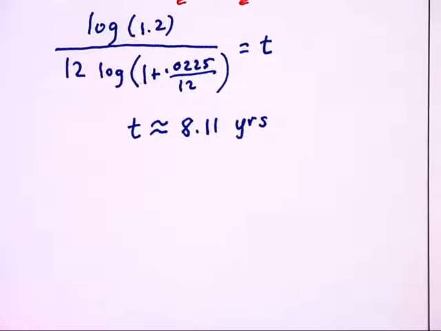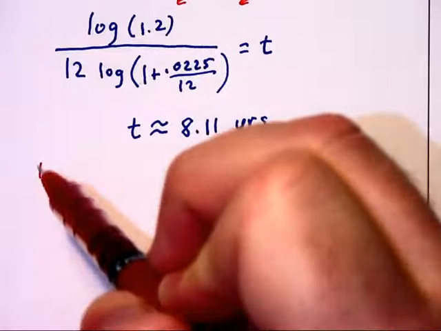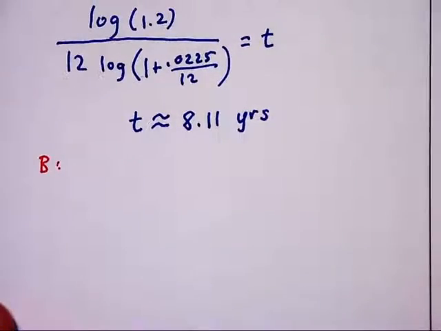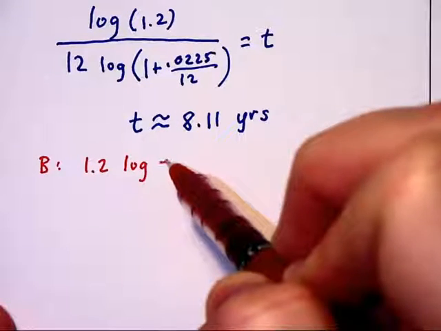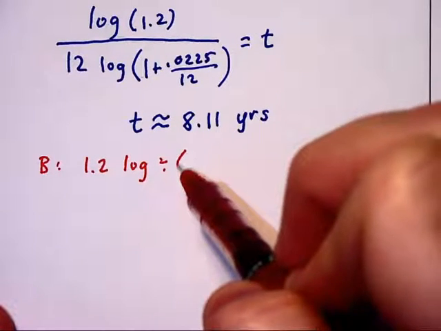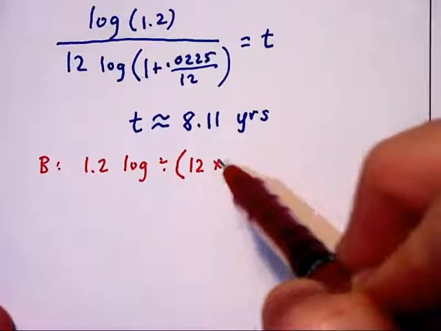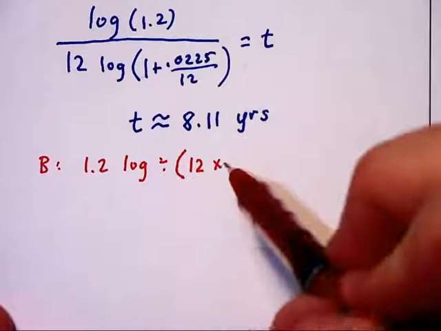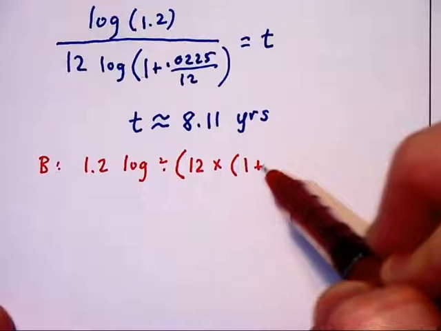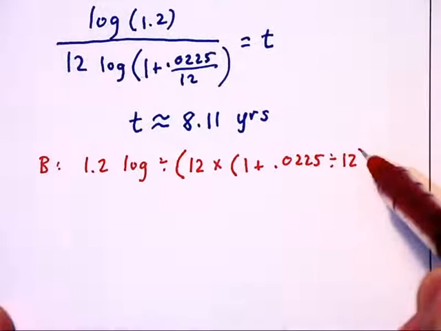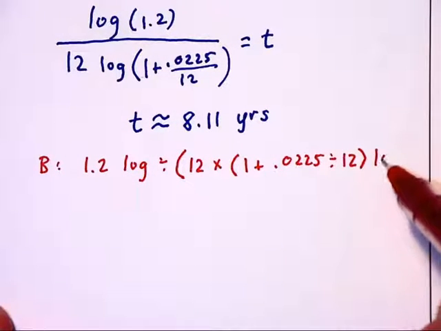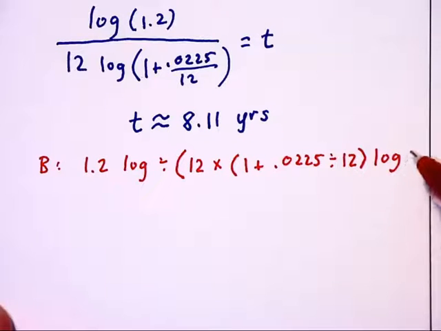Now, if you didn't get the calculation and you've got a backwards calculator, here's the steps. First type in the argument for the numerator, which would be 1.2, then hit your log button, then hit divide by, then I would use a parentheses, 12 times, and I'm moving on to the log, so I hit the argument first. I'll open another parentheses, 1 plus 0.0225 divide by 12, close parentheses for the argument, hit your log button, then close your parentheses for the denominator and hit your equal sign.